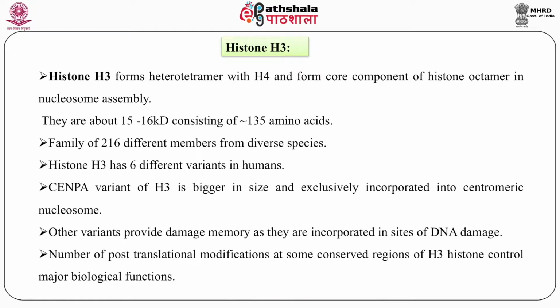Another histone that we call histone 3 forms a heterotetramer with H4 and forms the core component of the histone octamer in nucleosome assembly. They are about 15 to 16 kD with approximately 135 amino acids in sequence. H3 is a family of 216 different members from different species. H3 has 6 different variants in humans.